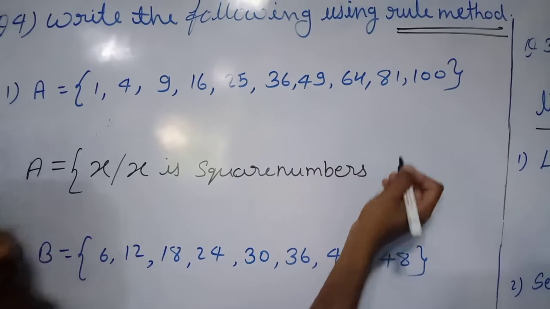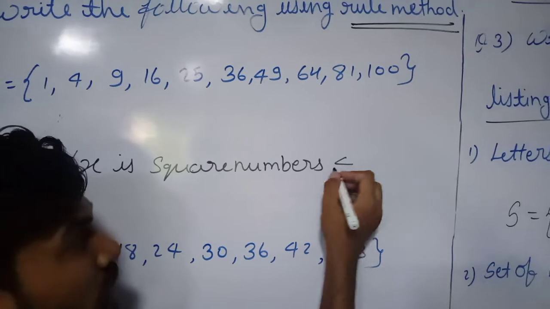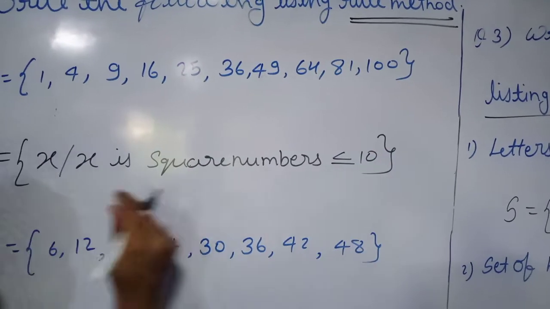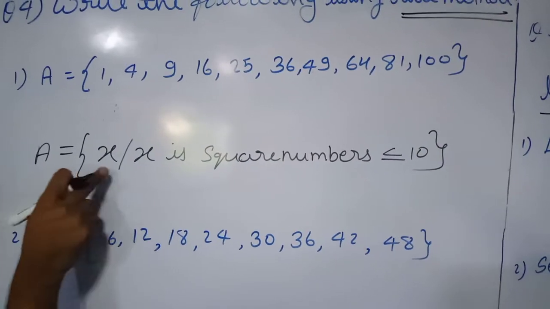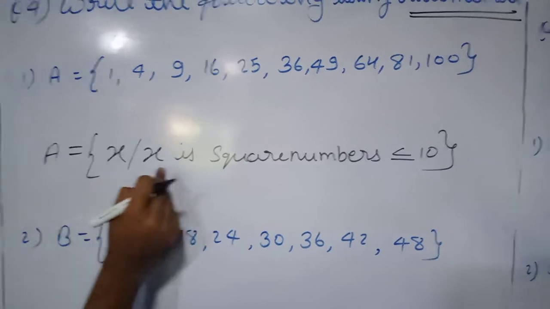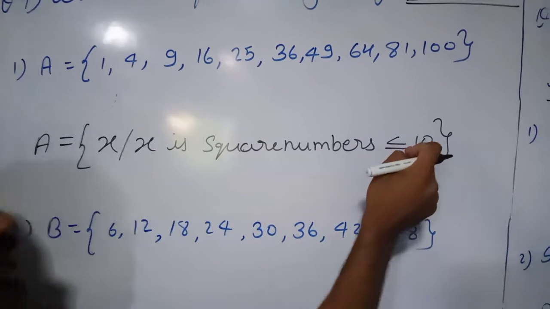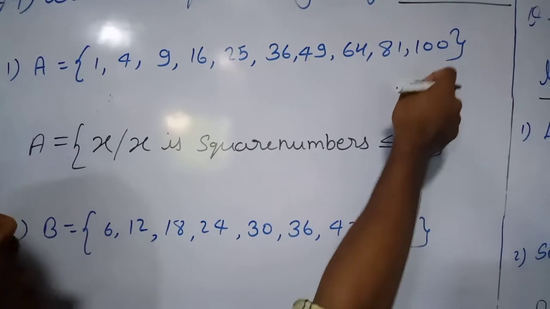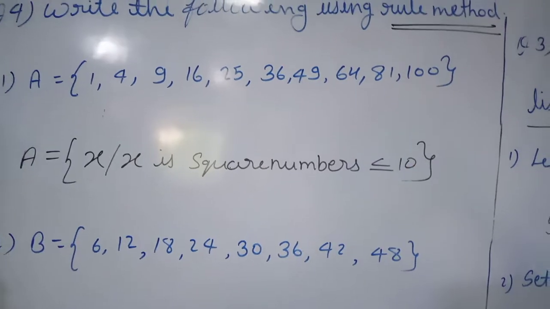Square numbers less than or equal to 10. So set A is the set of X such that X is a square number equal to or less than 10, because 100 is the square of 10.